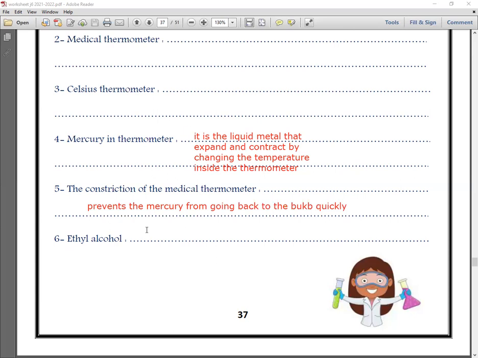Number 6, the ethyl alcohol. What is the function of ethyl alcohol? Ethyl alcohol is used to sterilize the medical thermometer.